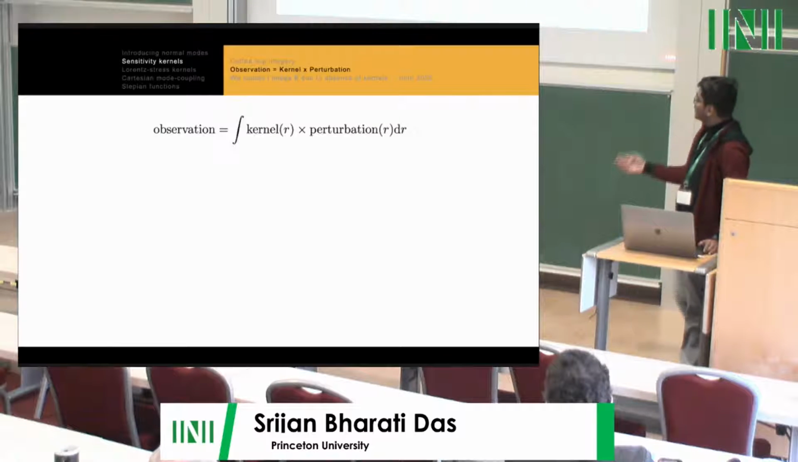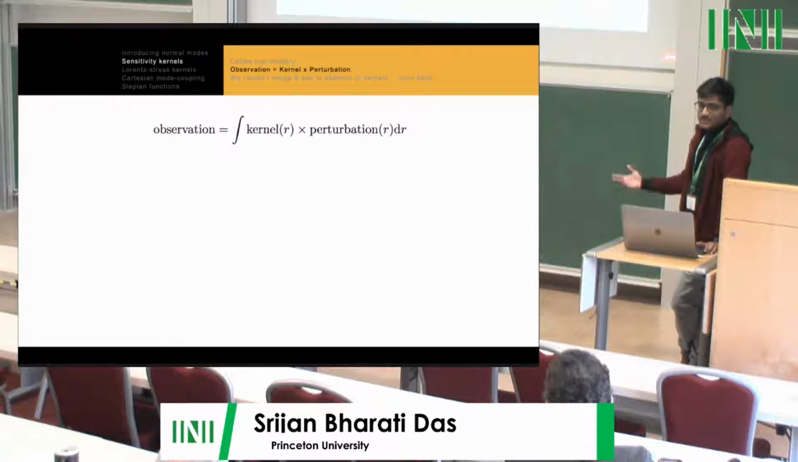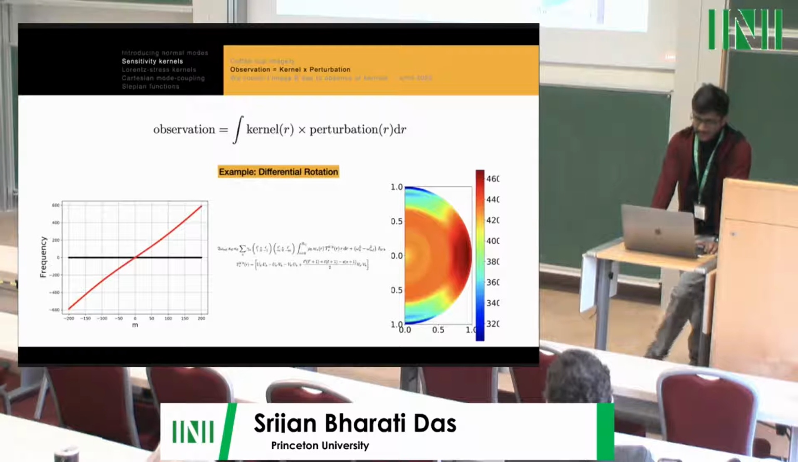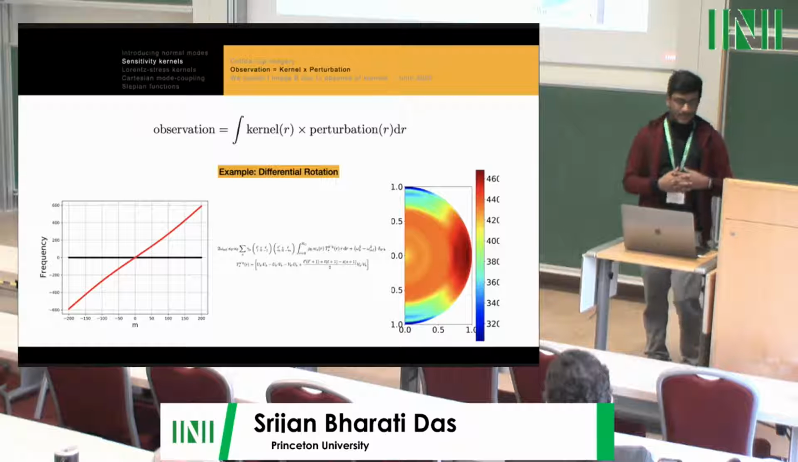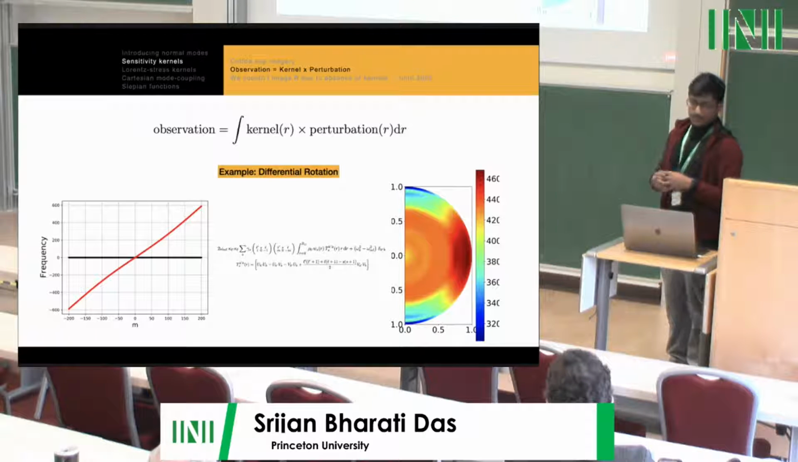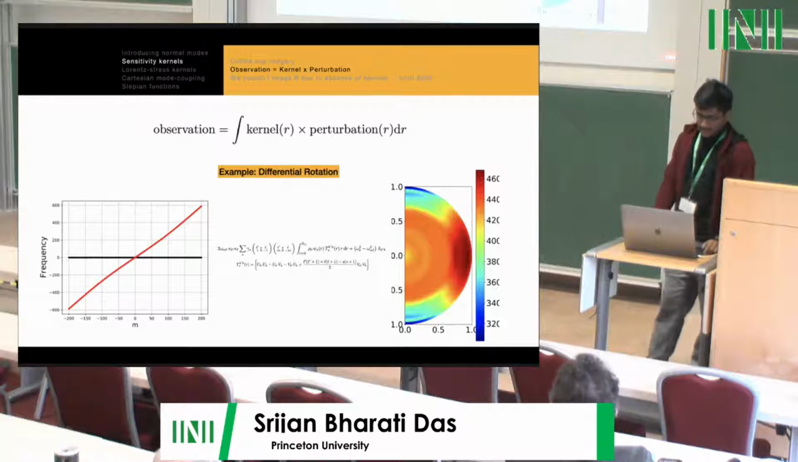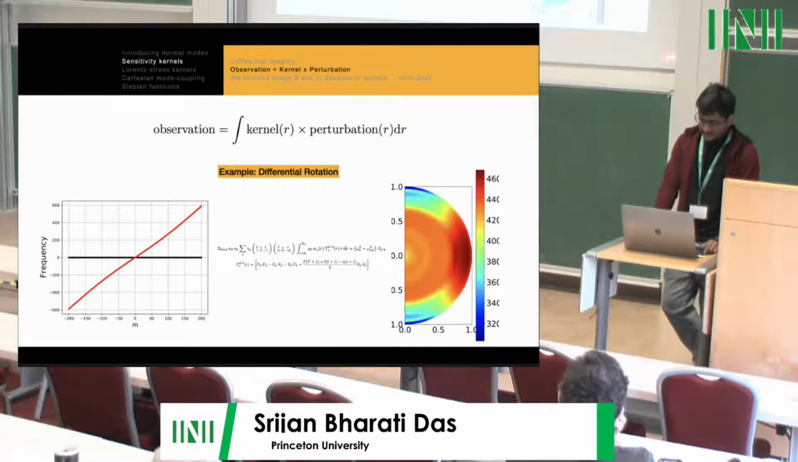And any sort of linear inverse theory will look like this problem, where you have observations such as frequency splittings that are measured from the sun, and kernels, which just come out of the physics. And perturbations are what we want to invert for. In the case of rotation, which has been very well measured by helioseismology, the kernels have been very well known forever. And so we know them very well, as we have already seen in so many plots.